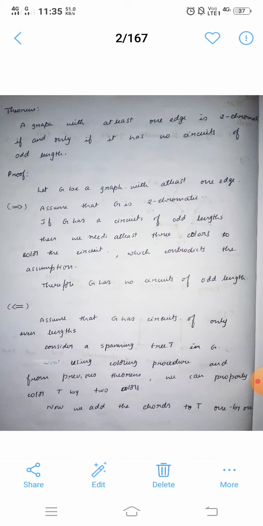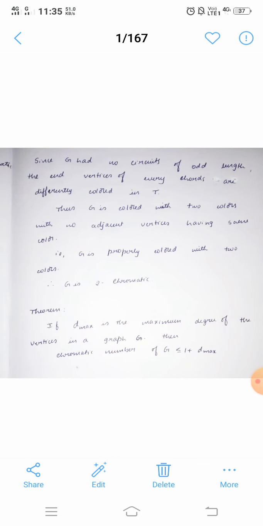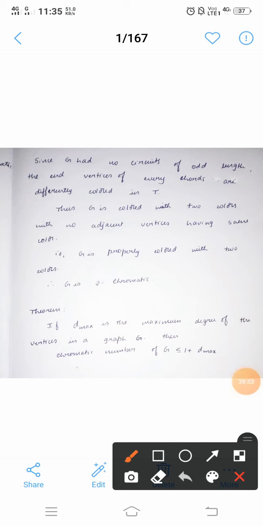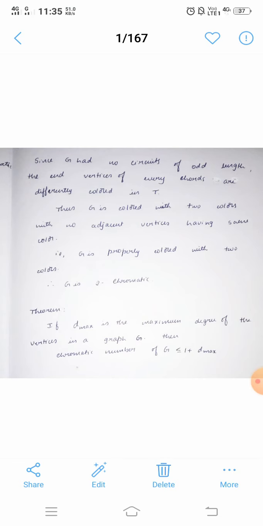We have assumed that G has circuits of only even length, and we proved G is two chromatic. Next theorem, you don't have a proof for this. If D max is the maximum degree of the vertices in a graph G, then the chromatic number of G is less than or equal to 1 plus D max.